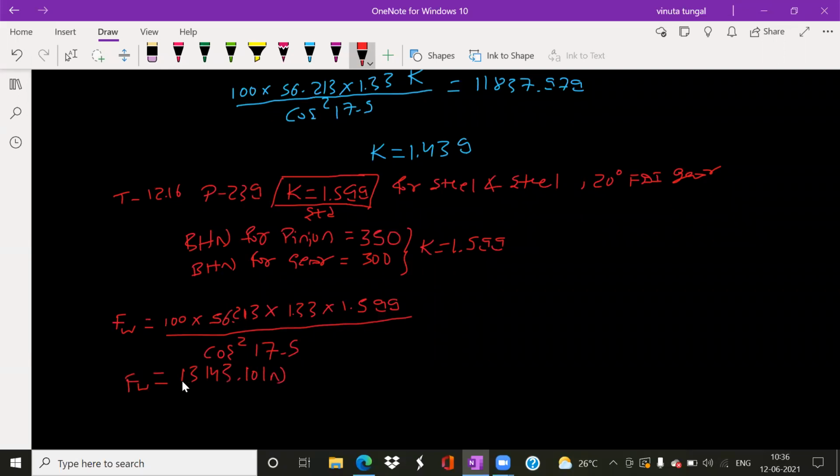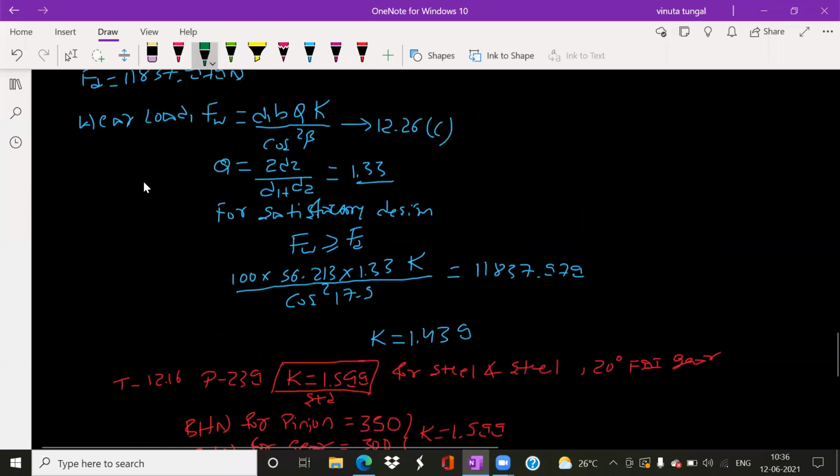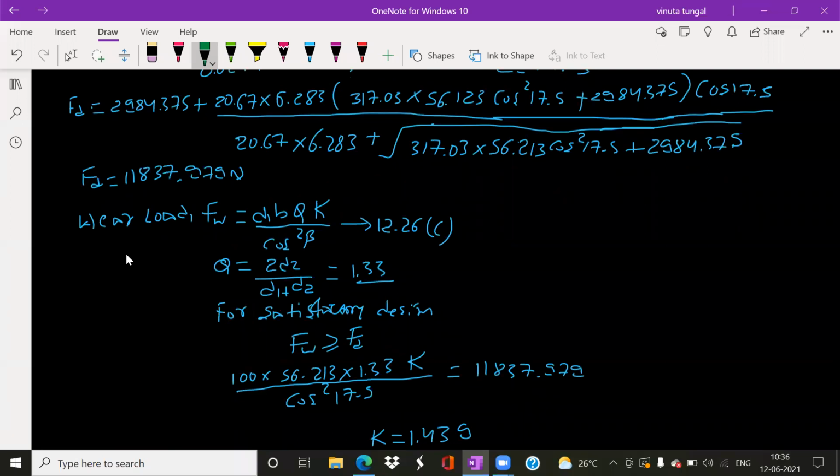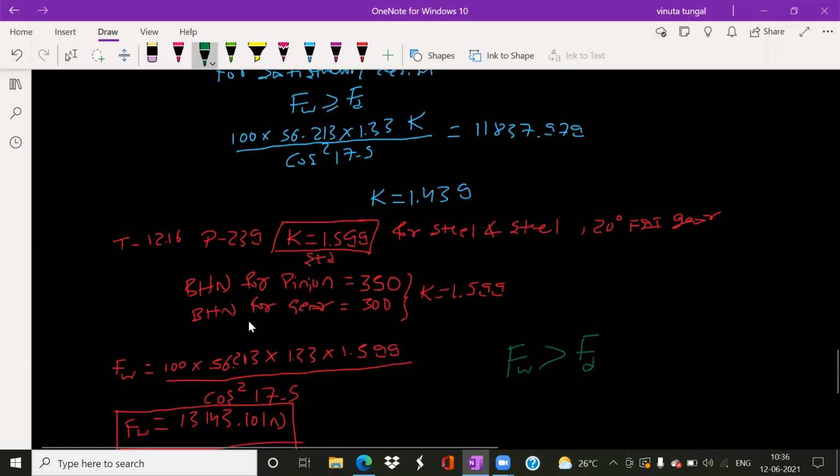13143.101 Newton. This is the K value which you are going to obtain. Now you need to cross verify whether the wear load is greater than the dynamic load. Check. Wear load is 13,143, whereas dynamic load is 11,837. Means wear load is greater than dynamic load.